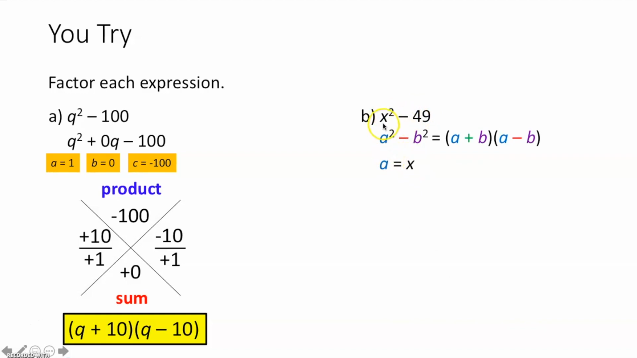Our a is going to be x. Our b value, what's the square root of 49? That's going to be 7. So we go over here, we plug in x for our a here and here. We plug in 7 for our b here and here. And you're done. Look how easy that was. But let's say you forgot that.